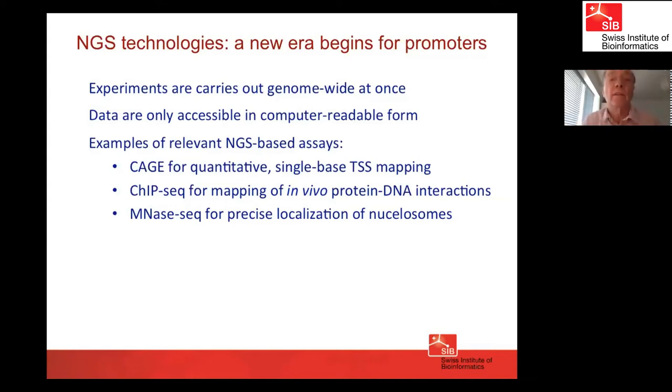So in recent times, the most significant technological advance in gene regulation was the introduction of so-called next generation sequencing technologies. They're obviously not next generations anymore. They are more like previous generation, but the term has remained. And these assays produce huge amounts of data. They are all applied genome-wide, and among the NGS-based assays which contributed most to our understanding of promoters are CAGE, which is a technology for quantitative single-base TSS mapping, ChIP-seq for mapping in vivo protein-DNA interactions, and MNase-seq, which allows the precise localization of nucleosomes.